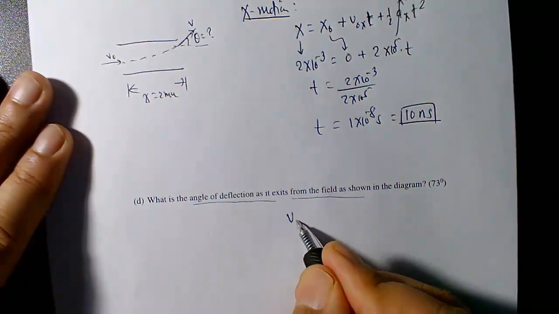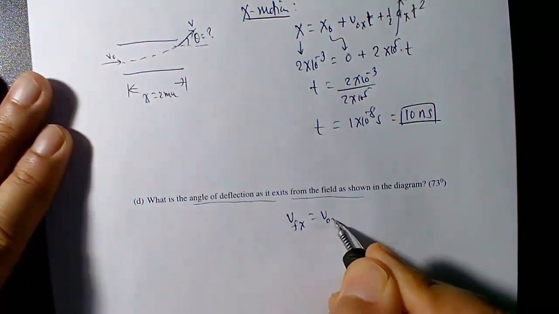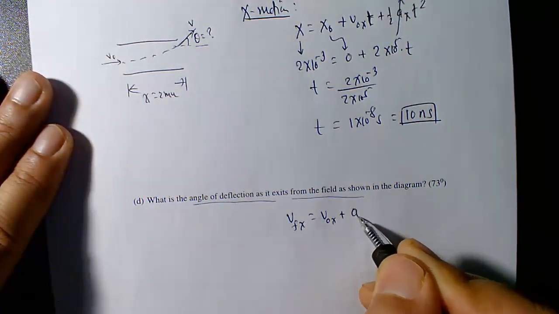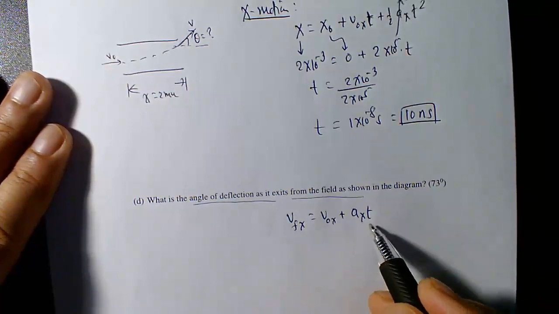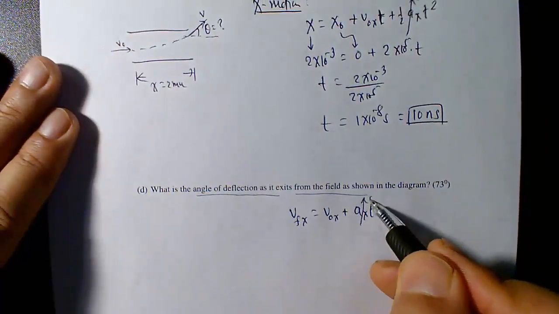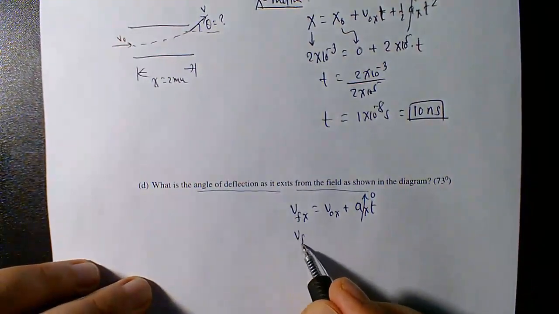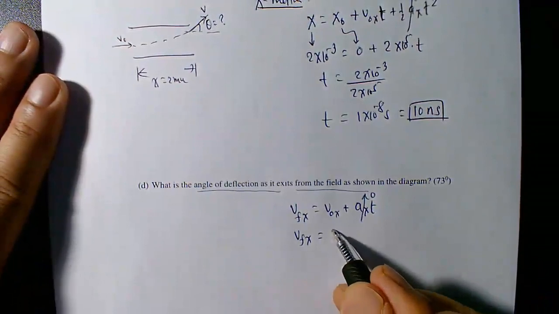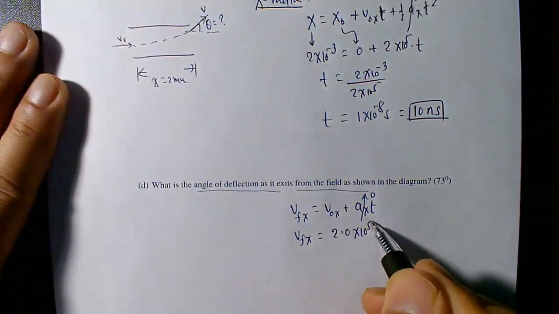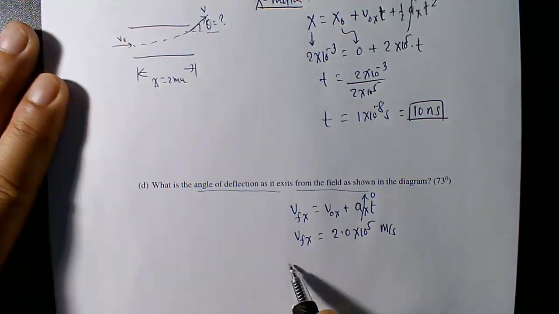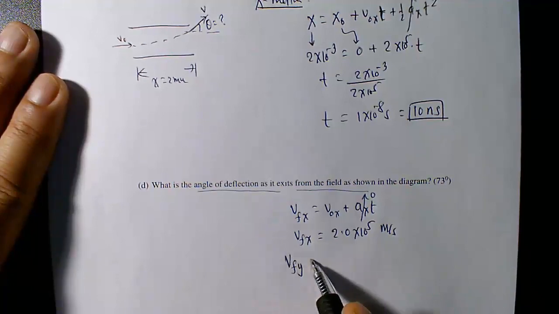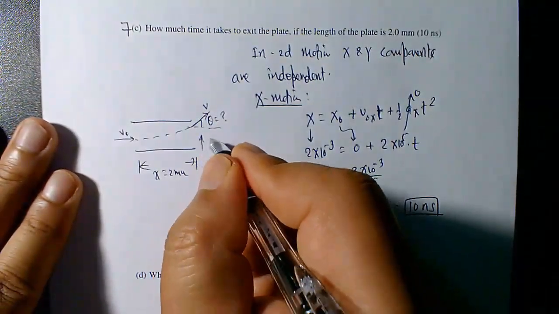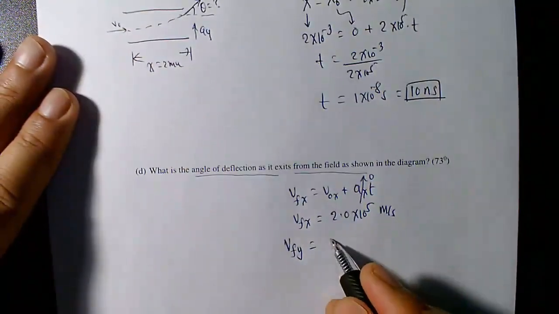Final velocity in the x direction is initial velocity plus axt. Again, ax is 0, so the x component of the velocity doesn't change, because there's no acceleration in the x direction. It remains the same, 2 times 10 to the power 5 meters per second. What about the final velocity in the y direction? That does change because it has acceleration in the y direction.